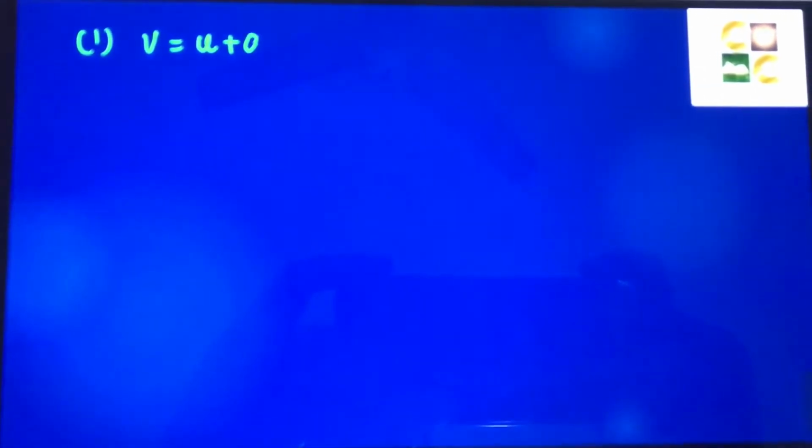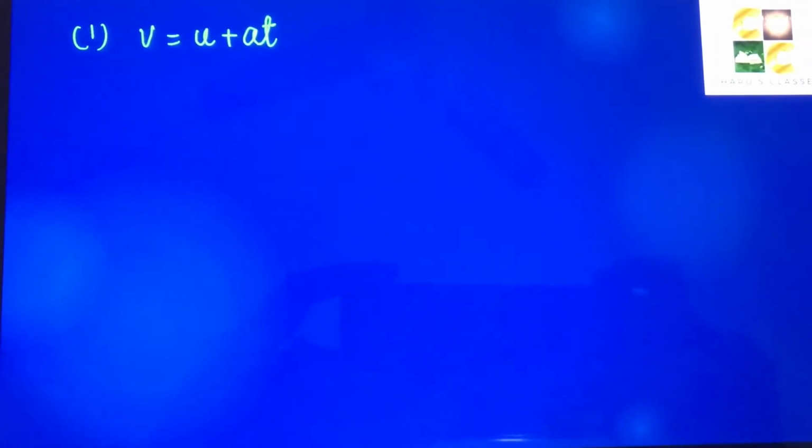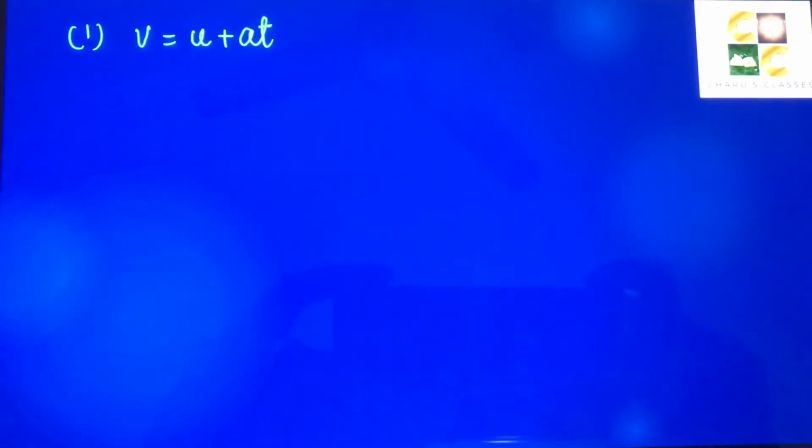Students, today we are going to derive the equations of motion, all four equations using the calculus method. The first equation of motion is V is equal to U plus AT. They are all deduced for a uniformly accelerated motion. Now in this, V is the final velocity, U is the initial velocity, A is the acceleration and T is the time.